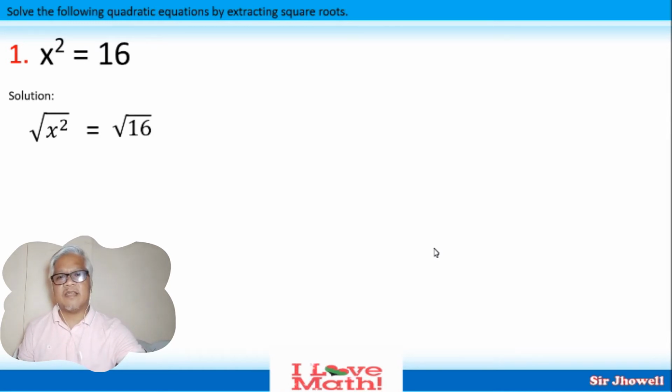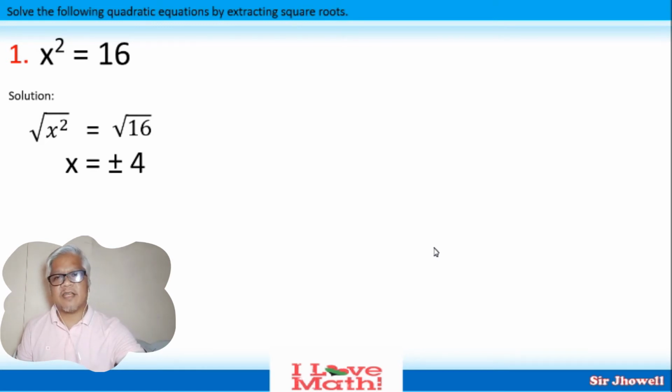Sabi nga natin, in an equation, kung ano ang ginagawa mo o ginawa mo sa kaliwa, yun din ang gagawin mo sa kanan. Now, square root of x squared is x, while square root of 16 is plus minus 4. Saan naman nanggaling yung 4? Diba, ang tanong ay square root of 16. Ibig sabihin nun, iisip ka ng number na kapag itinime sa sarili, ang sagot ay 16. And that is 4. Kasi 4 squared is equivalent to 16. That's why square root of 16 is 4.